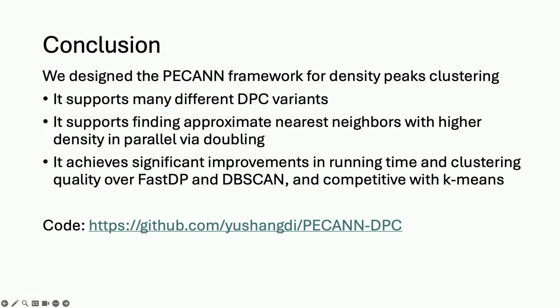Okay, so let me conclude now. We designed the PECANN framework for density peaks clustering. It supports many different DPC variants, and we also introduced this doubling method for finding approximate nearest neighbors with higher density. We found that we get significant improvements in running time and clustering quality over FastDP, which is state of the art for high-dimensional DPC, as well as DBSCAN. And it's competitive with k-means. Sometimes it's faster and sometimes it's slower, but it has this nice advantage of being a hierarchical algorithm compared to k-means. All right, so that's it. Thanks.